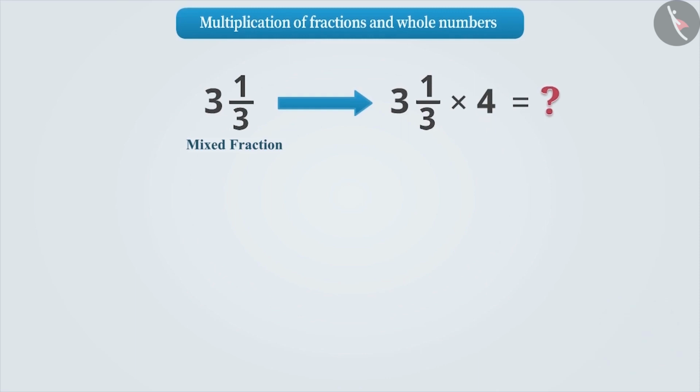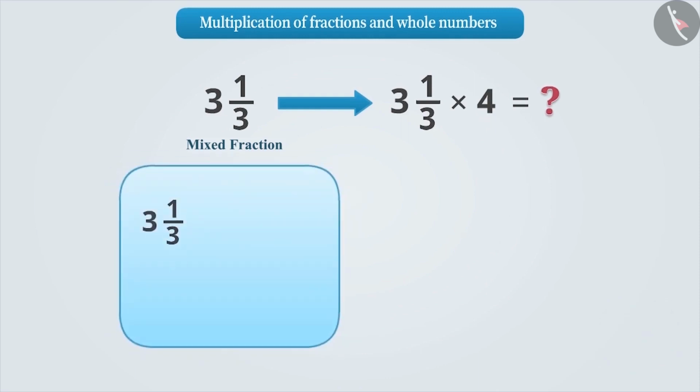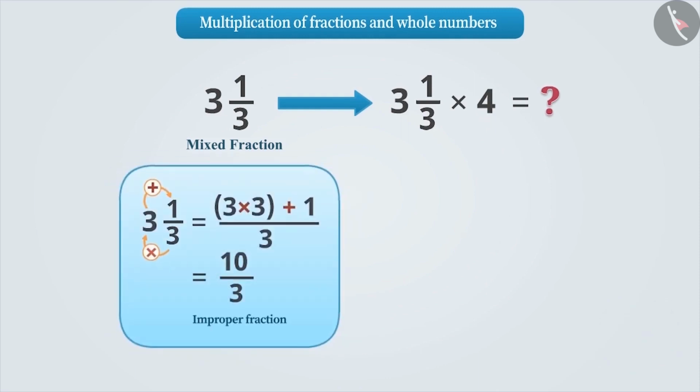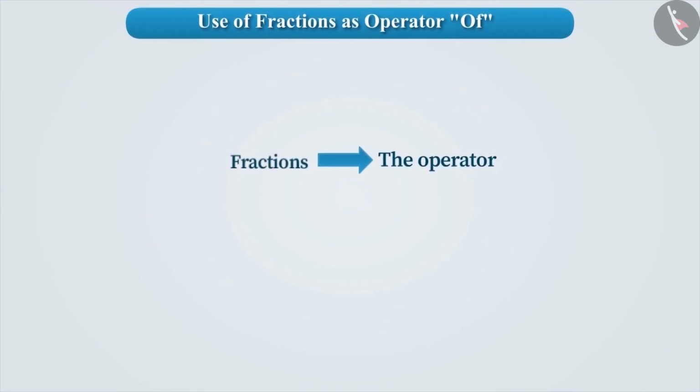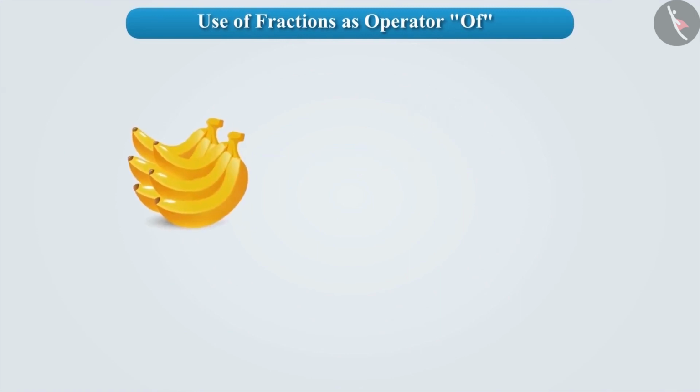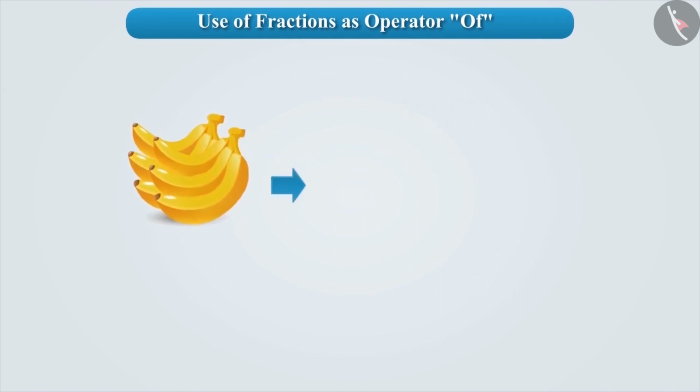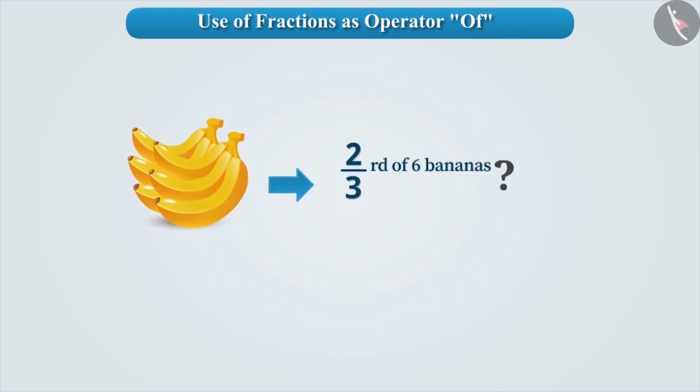Let me explain it for you. For this, we will have to first convert the mixed fraction into an improper fraction and then multiply its numerator by the whole number and keep the denominator the same. Fractions are also used in the form of the operator of. Let us understand this. There are 6 bananas here. Can you guess what will be 2/3 part of these 6 bananas?